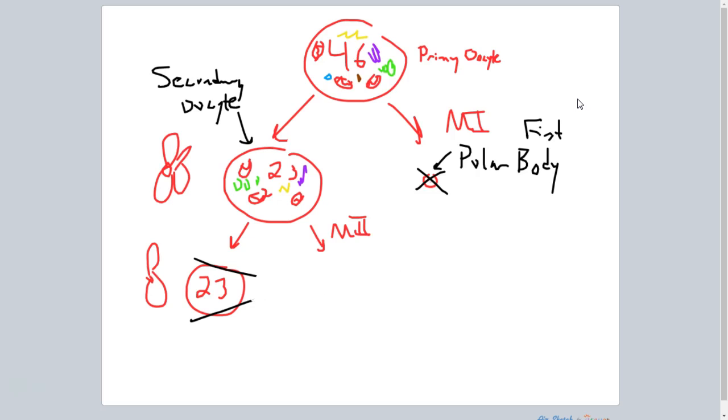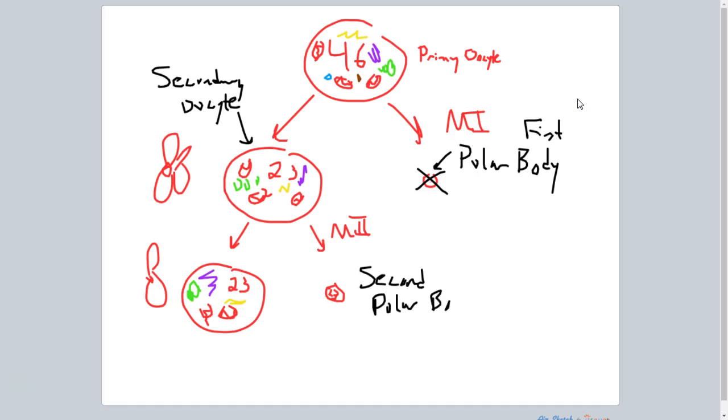So yet again, we have to pull off one of these unequal cellular divisions, where each of these 2 cells gets 23 chromosomes, but one of the cells gets all of the organelles, and the other cell remains devoid of them. You're probably not surprised to hear that this cell is referred to as our second polar body. It is not viable, it cannot be fertilized, and it dies. And this cell is referred to as our ovum.